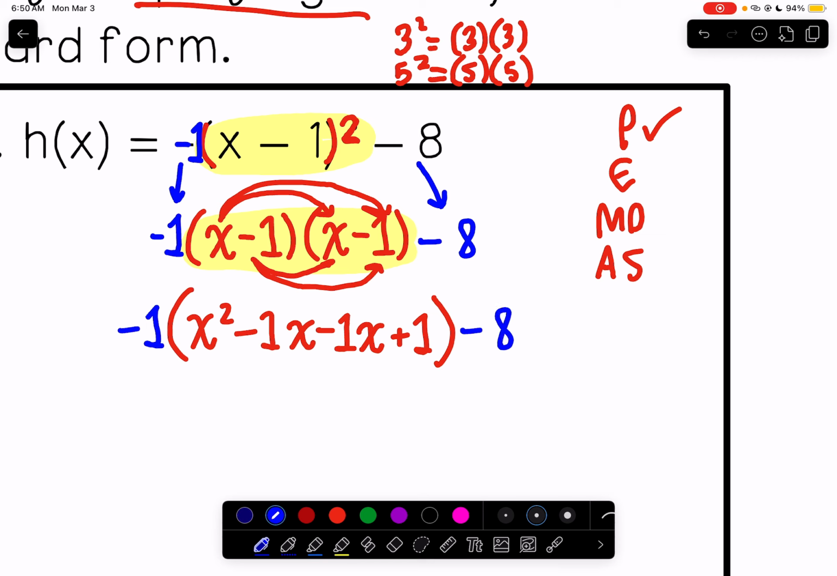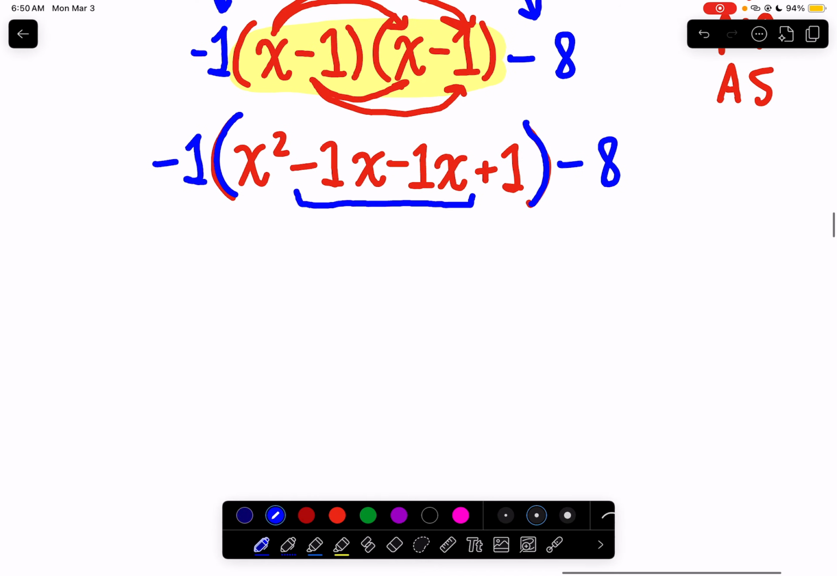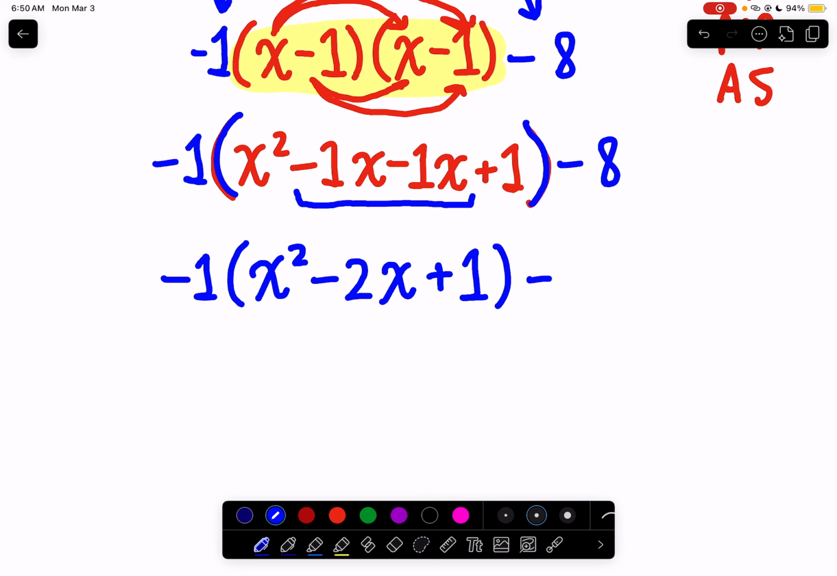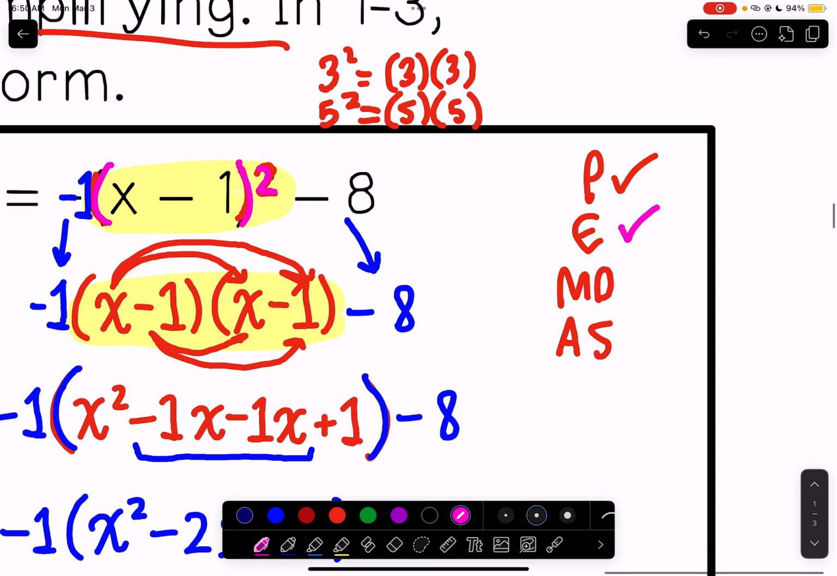Okay, it's very important there that I keep my parentheses here so that -1 gets distributed to every single part of it inside. So before I do that though, now I do have like terms in my parentheses. So I'm gonna go ahead and combine like terms first. I've got -1 times x squared, then that combines to -2x, plus 1, minus 8. So I have officially squared my x minus 1.